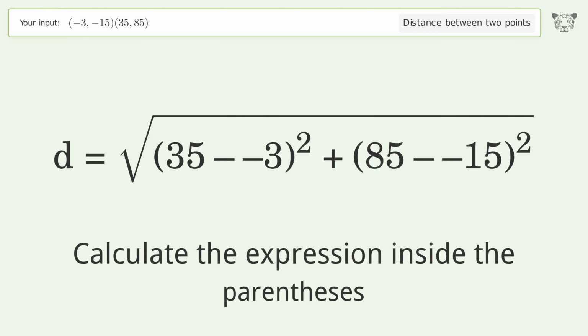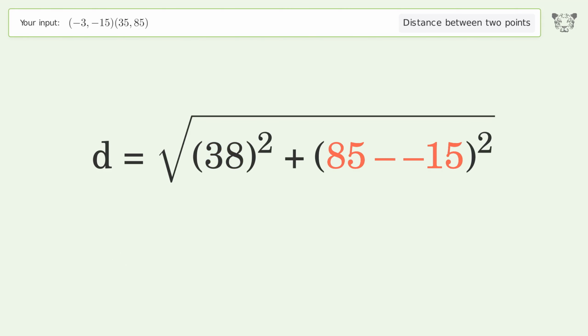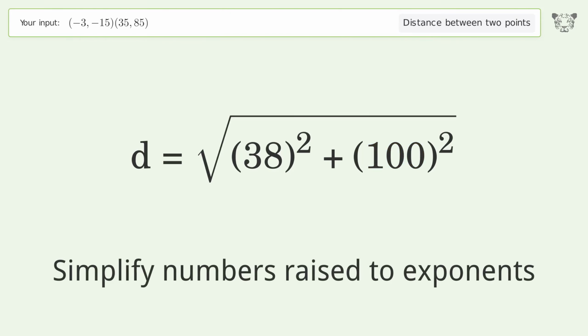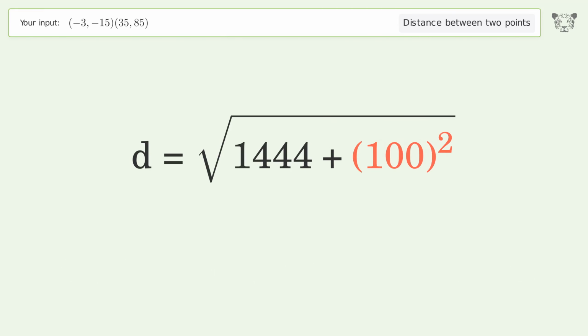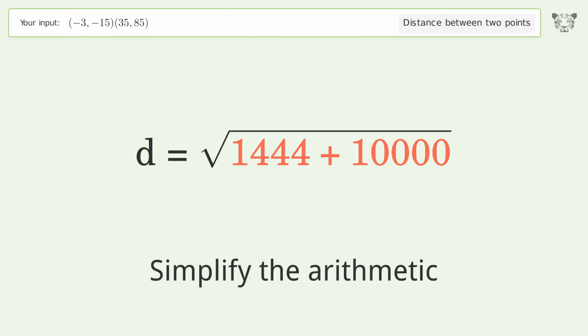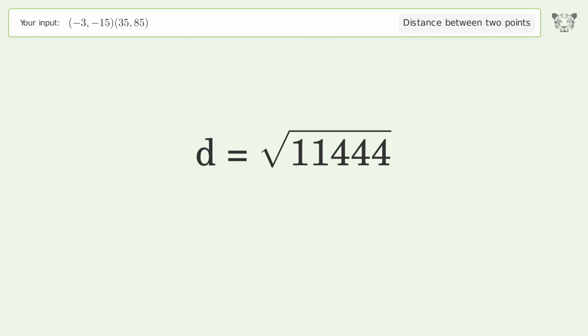Calculate the expression inside the parentheses. Simplify numbers raised to exponents. Simplify the arithmetic. And so the distance between the 2 points is the square root of 11,444, or 106.977.